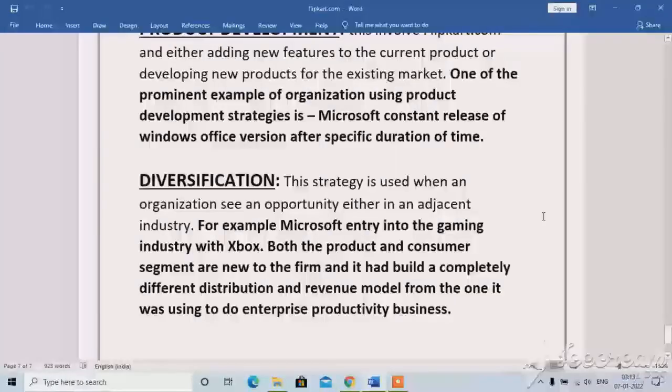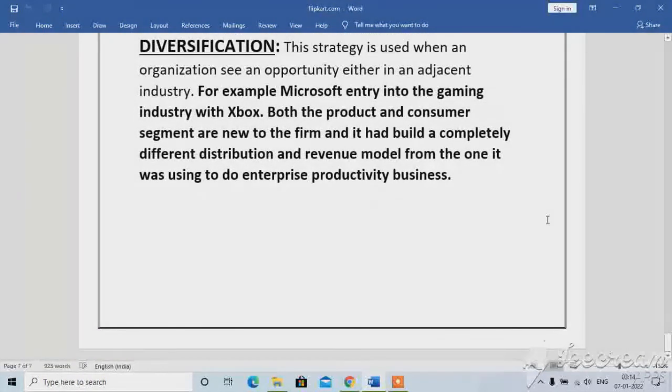This strategy is used when an organization sees an opportunity in an adjacent industry, for example, Microsoft's entry into the gaming industry with Xbox. Both the product and consumer segment are new to the firm, and it had to build a completely different distribution and revenue model from the one it was using in the enterprise productivity business.